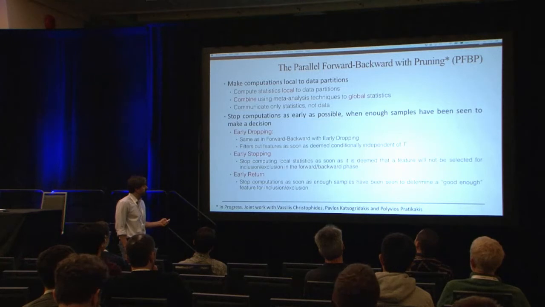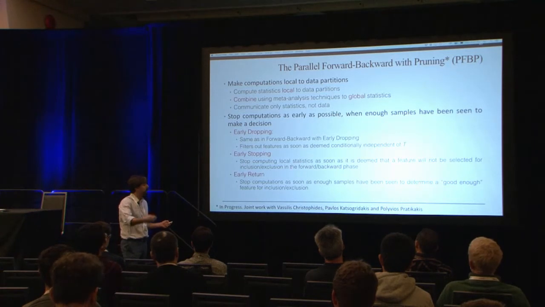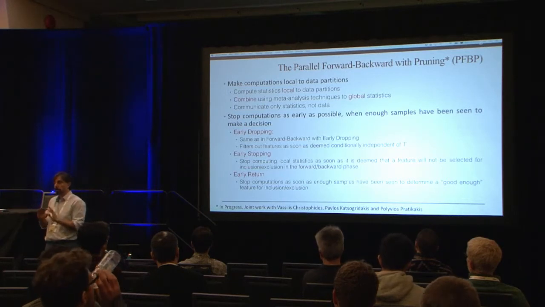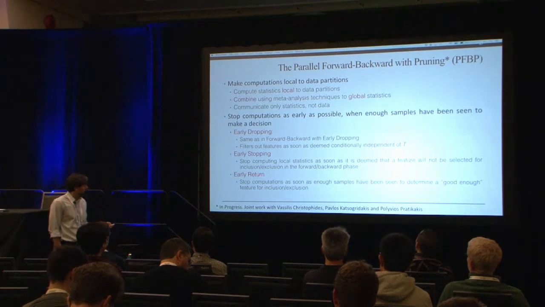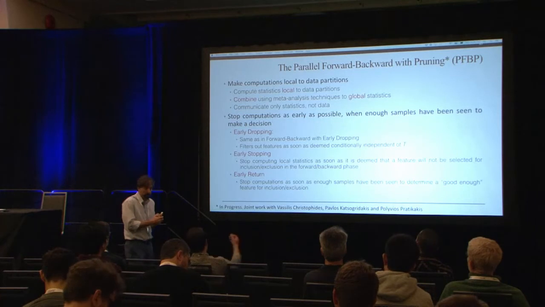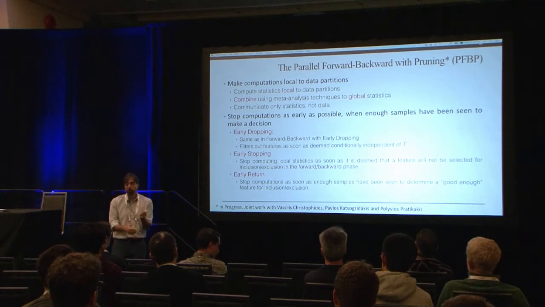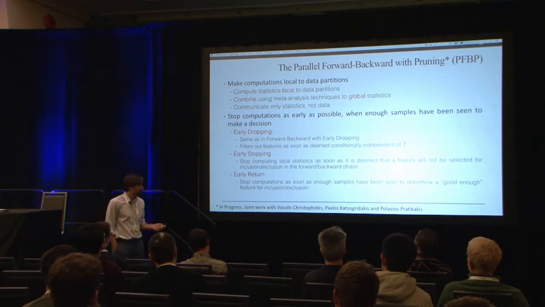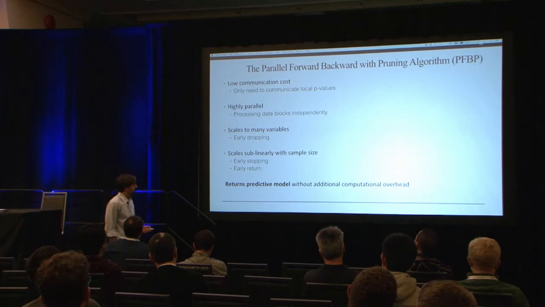And two new heuristics. Early stopping, where we perform a bootstrapping test to decide that we've seen enough to know that the feature is not going to be selected in this iteration. It's not going to be the winner, so stop computing p-values on this feature. And the early return, which essentially, if you have several equally good candidates for selection with very small differences, you don't need to go through another 10 million samples to determine really which one is the best. You just select one right now. And so it's highly parallel, low computation cost, scales to many variables, and sublinearly actually with sample size.